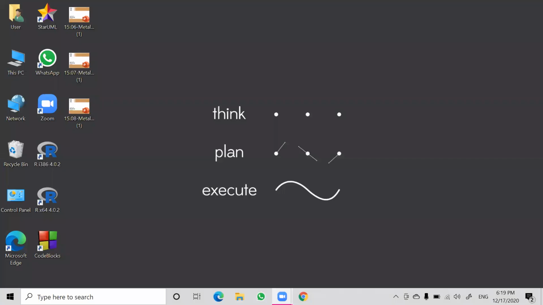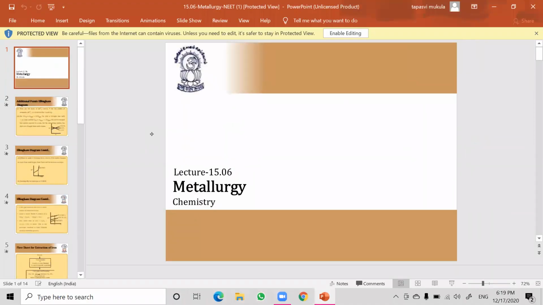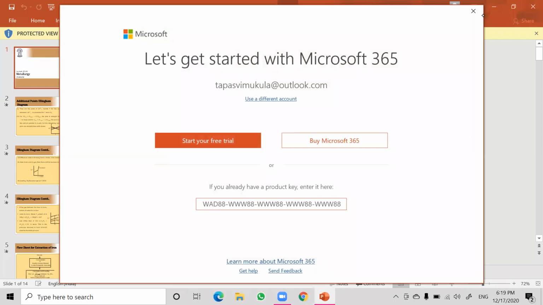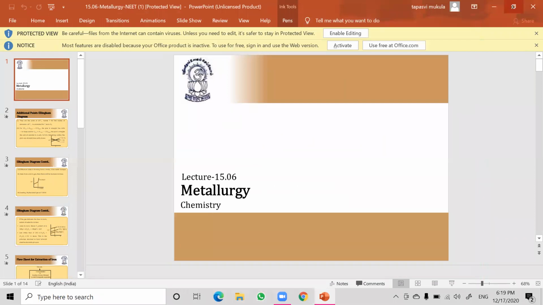So, in the previous lecture, we have already discussed the metallurgy chapter and the methods of refining, and we have done some questions based on that also. Now, in this lecture, we are going to discuss some more important additional points in metallurgy. Please listen carefully. It's very, very important.